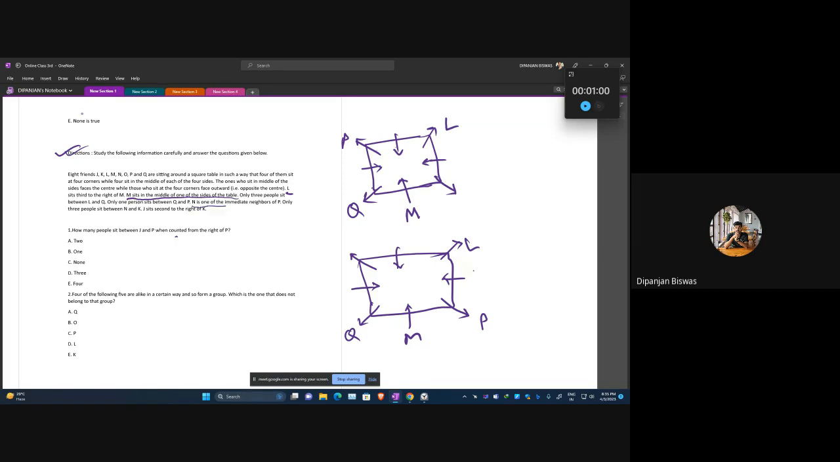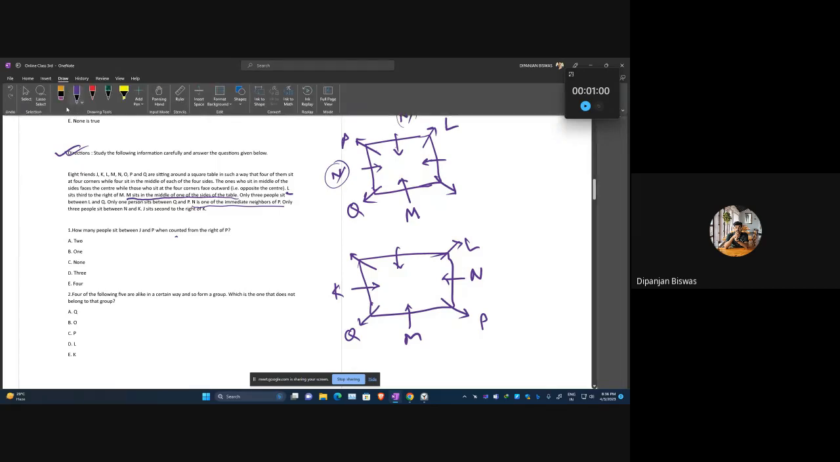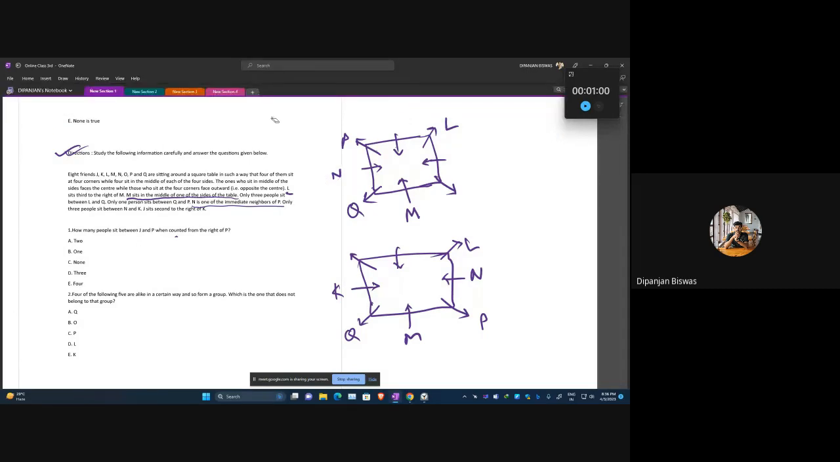Then we are given N is one of the immediate neighbors of P. So here should be N. Again, N can come either here or here. Only three people sit between N and K. If we take these possibilities, K should come here. Again, N could be here or here. You don't have to draw it, you just have to understand smartly. If we drew N here in this position, then leaving three people, K had to come here, but this place is already occupied by M. So the obvious position of N is this only. So N should come here and K should come here.